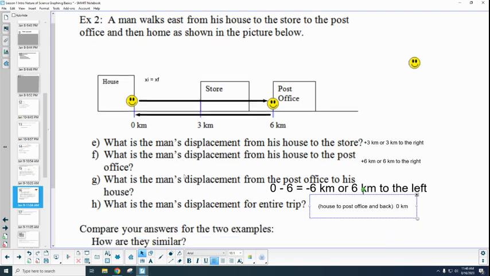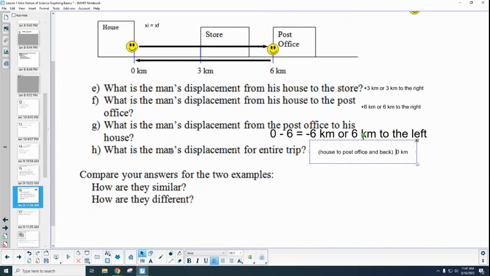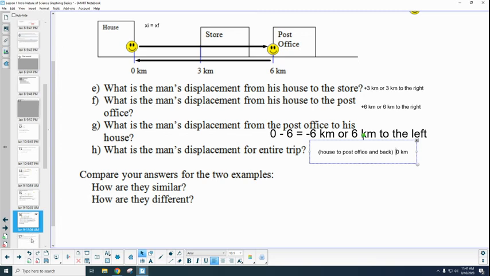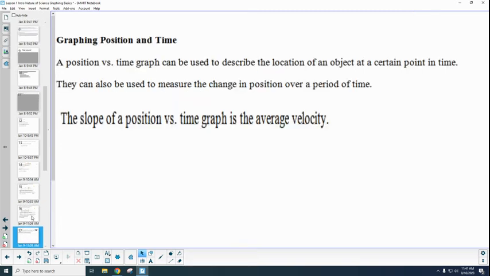So the distance was very different. In a lot of the cases, the distance was the amount traveled, but the displacement idea involves the direction, and that can have an impact on your answer. So I'm going to stop there, and next time we're going to get into graphing position and time.